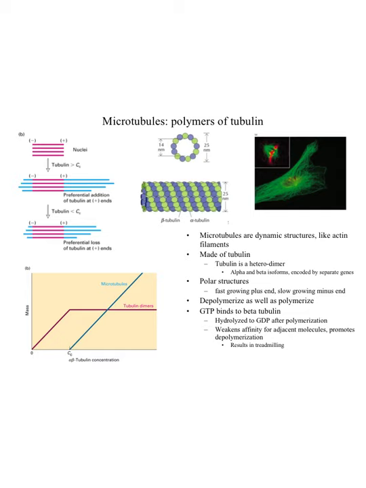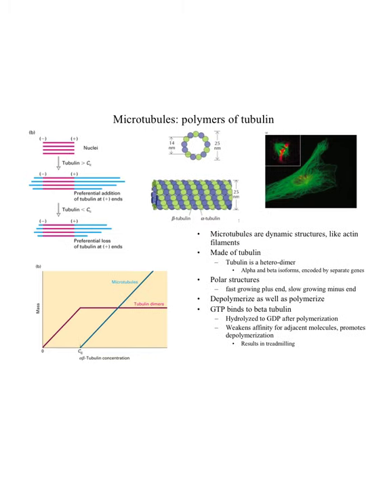So here, the nature of the monomer is a little bit different. The monomer for microtubules is a protein called tubulin. Tubulin is what we call a heterodimer. Hetero for different, dimer for two. So it's two different subunits interacting to form the monomer. One of the subunits is alpha tubulin, the other is beta tubulin.